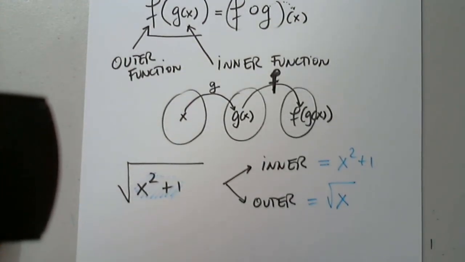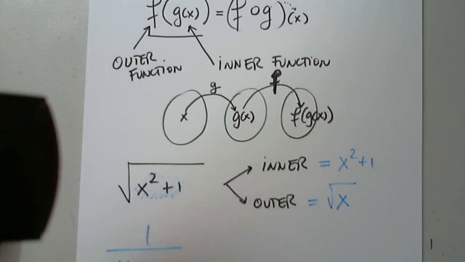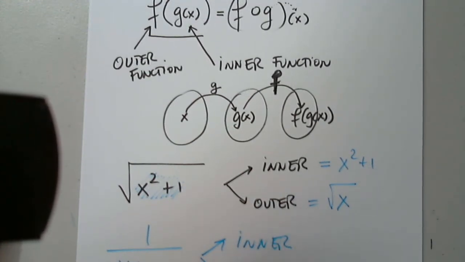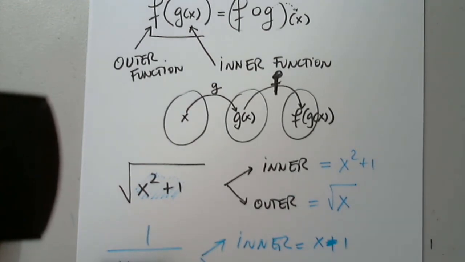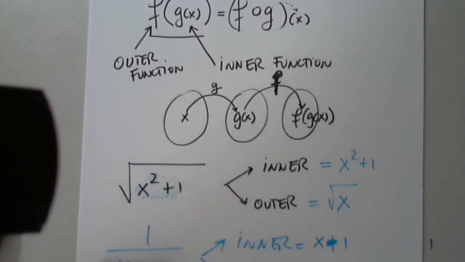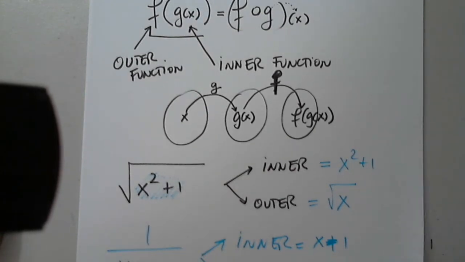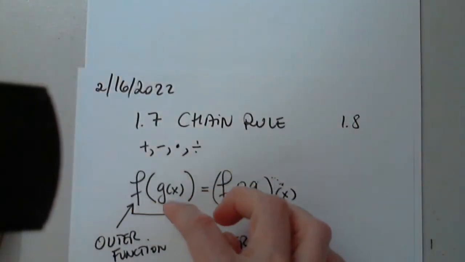Very good. Okay, here's another example. 1 over x plus 1. Can anyone give us the inner and the outer? The x plus 1. Of course. The inner. And then 1 over x. Exactly. That's the function that we apply to x plus 1. We apply 1 over x, of course. Excellent. Great job.